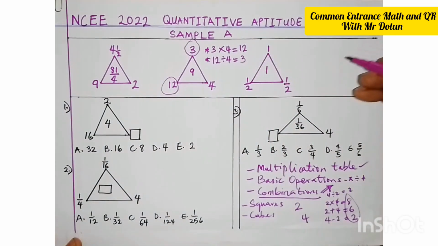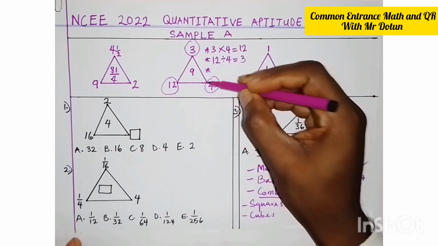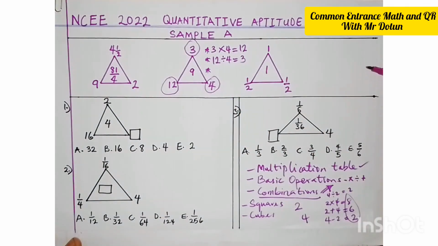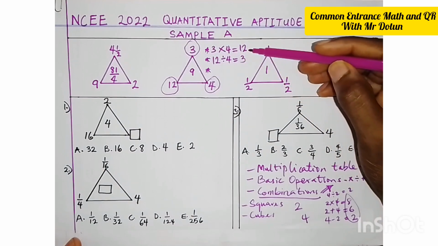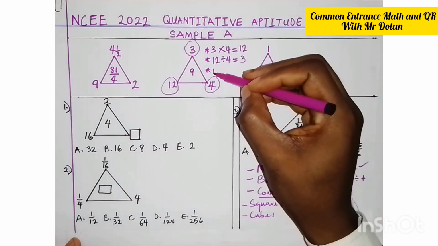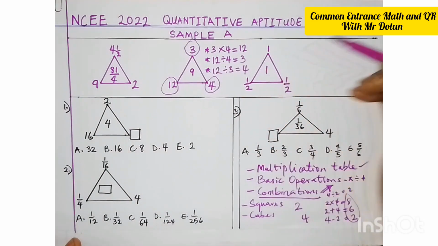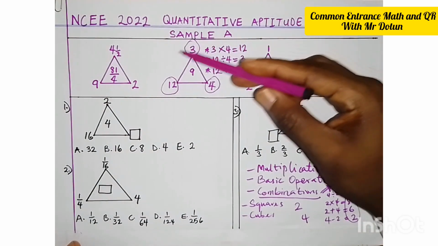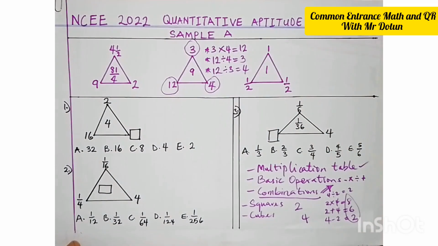So solved. From that same relationship, I need to find 4. Alright? From the multiplication relationship, I know 3 times 4 is 12. Then 12 divided by 3 will give me 4. So from here, I've been able to solve for 3 out of the 4 pots that I have.